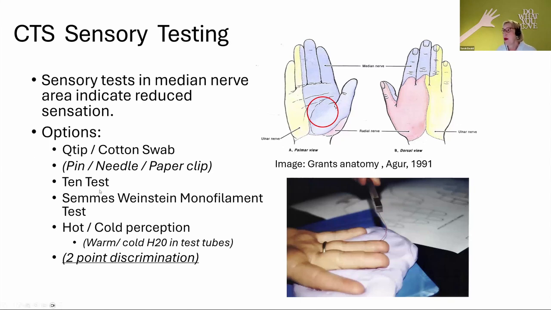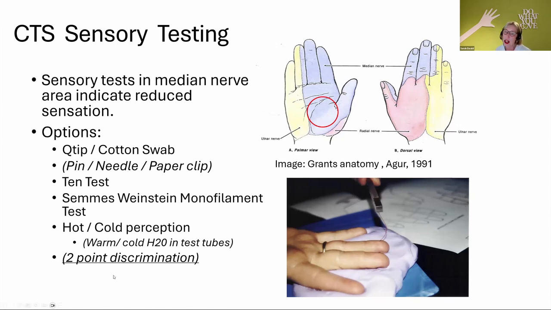The 10 test, which might be new to a few of you, we'll take a look at that. The Semmes-Weinstein monofilament test, which is something I use frequently, but if you do not have it, the Q-tip or cotton swab might be an okay solution. You could also look at hot-cold perception. If you had 2 test tubes, you could fill them up with warm water and hot water and cold water, and then ask if the patient can perceive hot and cold, which is fairly sensitive for carpal tunnel syndrome.